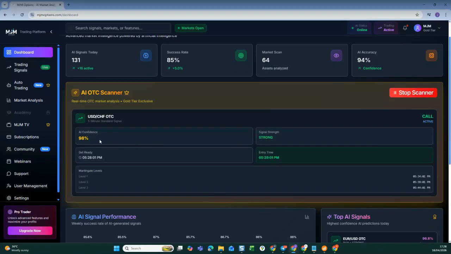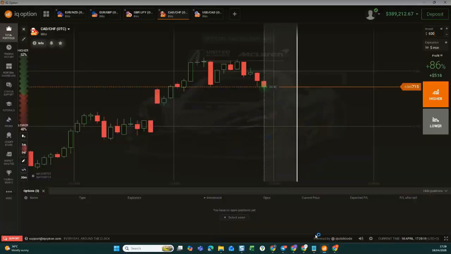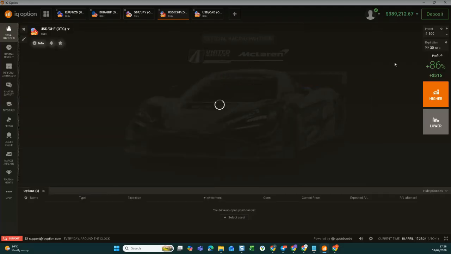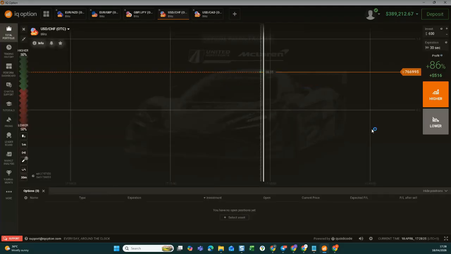98 signal strength strong. So this is our signal. Now, what is the pair? That's what we're going to do next. What is the pair? USDCHF. So I come here and I search USDCHF. I click. Now, the next thing I'm checking for, underneath it says 5 minutes standard city.